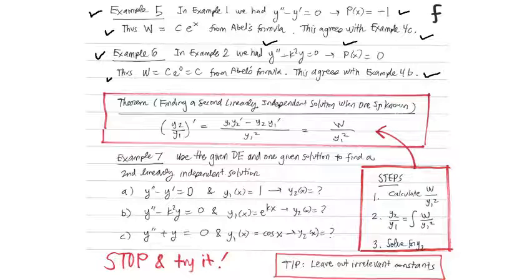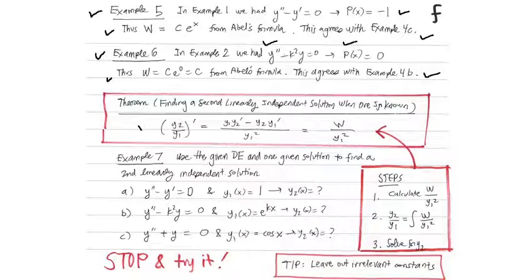So hopefully those examples will help you get a little more comfortable with Abel's formula, how it works, and what it's telling us. The main reason we're interested in this is this theorem. It's really just an identity, but it's a very useful way to find a second linearly independent solution, y2, when we have one known solution, y1.